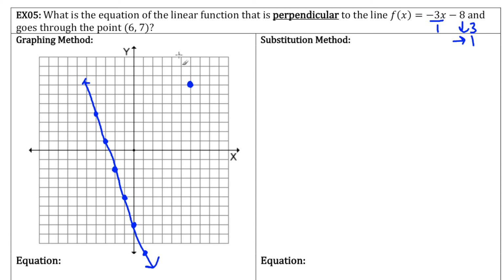All right. So the negative reciprocal would not be negative. It would be positive. And it wouldn't be 3 over 1. It would be 1 over 3. So up 1, right 3. And then going backwards, down 1, left 3, down 1, left 3. And this would be 90-degree angles.